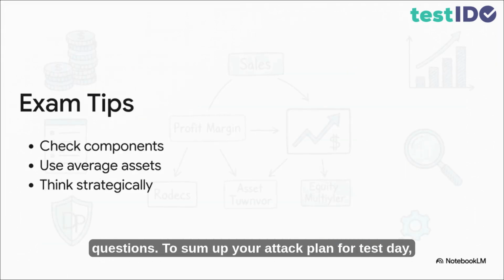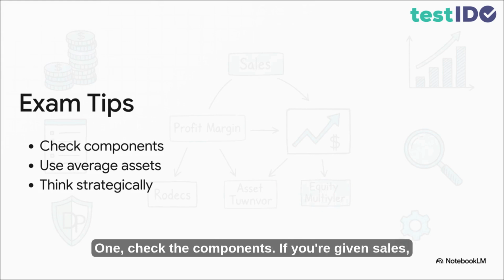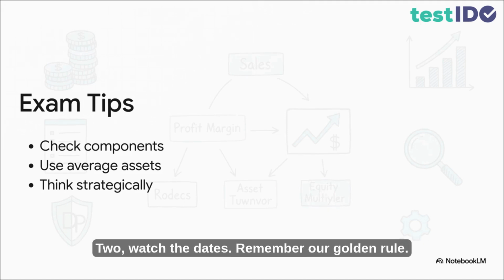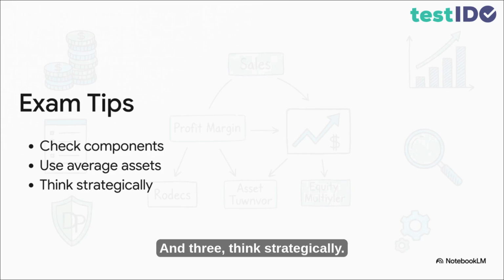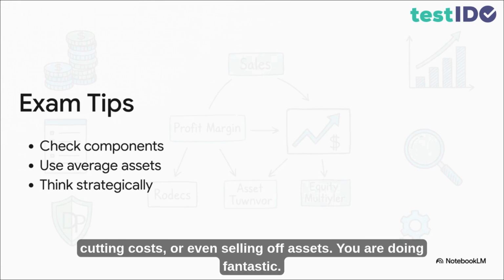Understanding these levers is the absolute key to nailing those tricky scenario-based questions. To sum up your attack plan for test day, I want you to keep these 3 tips in mind whenever you see an ROI question. 1. Check the components. If you're given sales, income, and assets, immediately jot down that DuPont formula. 2. Watch the dates. Remember our golden rule. Always use average assets if they provide beginning and end-of-year balances. And 3. Think strategically. Remember that managers evaluated on ROI will naturally try to improve it by increasing sales, cutting costs, or even selling off assets.